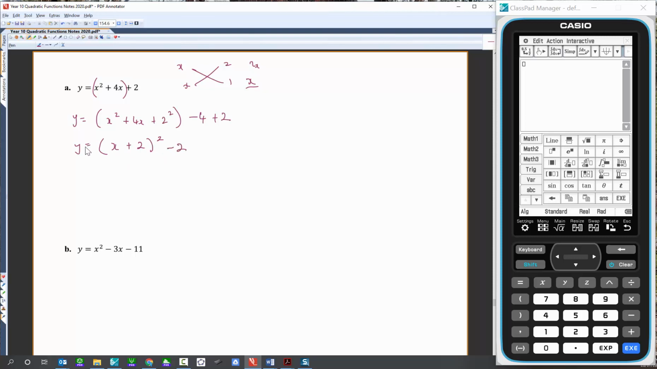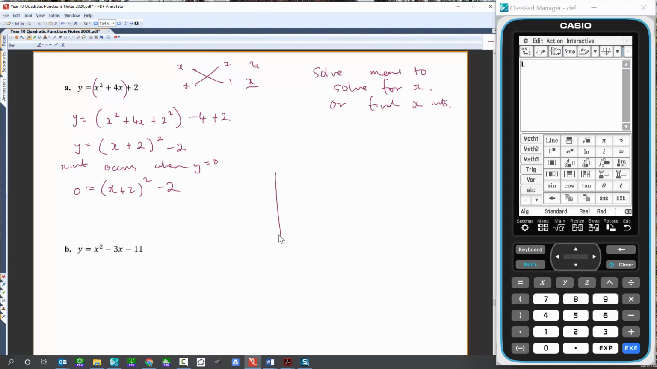Remember, when we're solving, essentially what we're asking for, solve means to solve for x. So that's what we want to do. We want to solve for x, or find the x-intercepts. The x-intercept occurs when y is equal to 0. So let's do that. 0 equals (x plus 2) all squared, take 2.